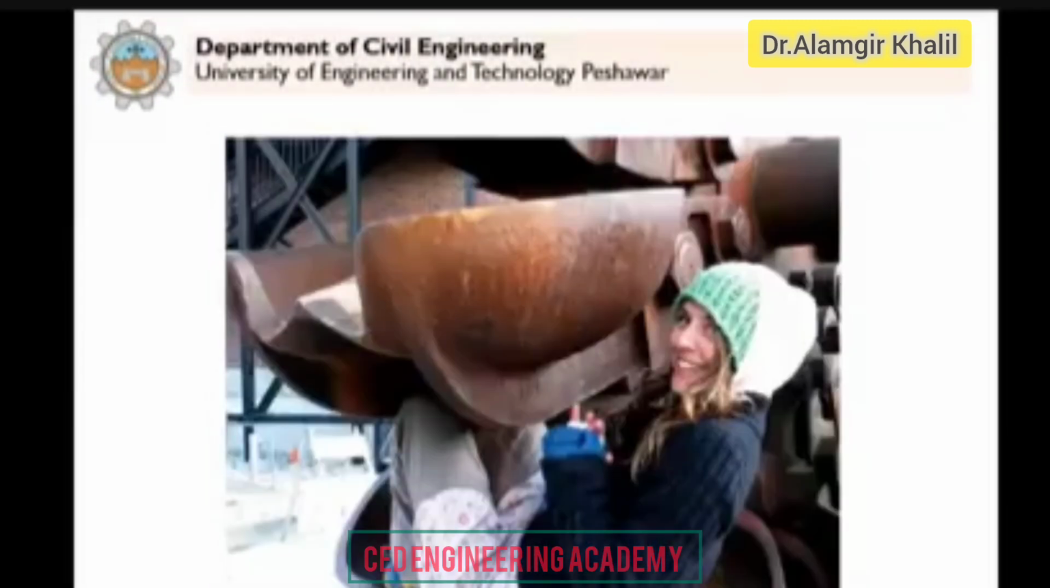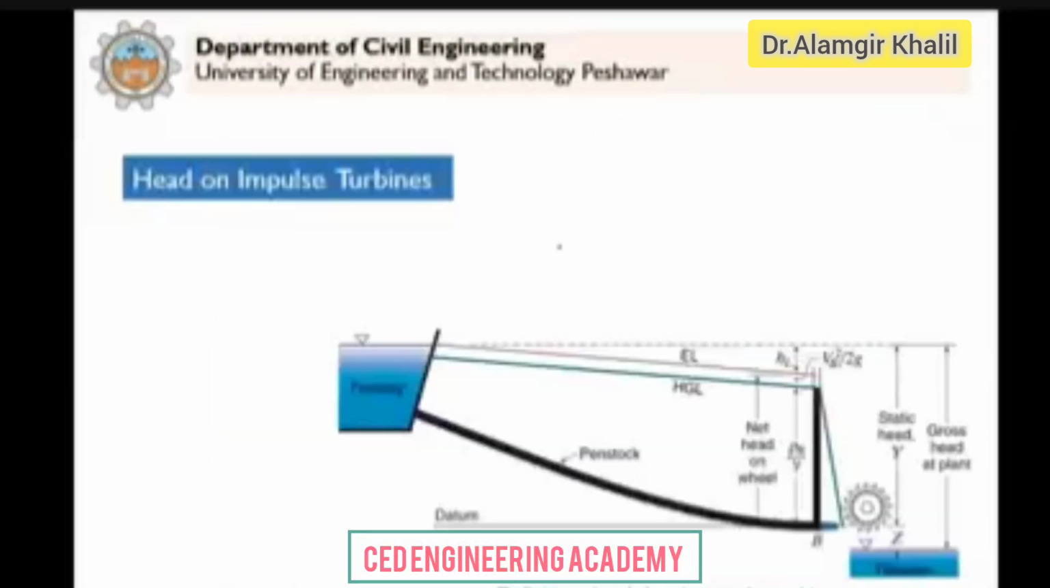You can see the size of the buckets. These are ellipsoidal buckets. Look here, these are ellipsoidal buckets with a splitter in the middle. It will divide the jet into two portions, and you can see the size of the buckets. So these are big. Now we want to calculate the head on the impulse turbine, because we talked about how it converts hydraulic energy into mechanical energy. So now we are interested in calculating the head that is acting on the turbine.